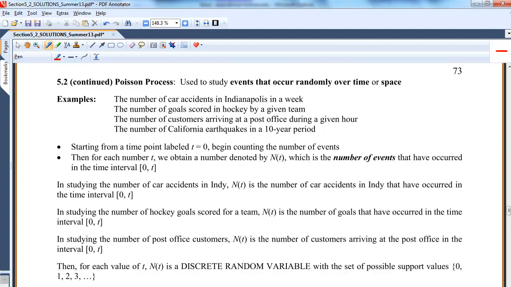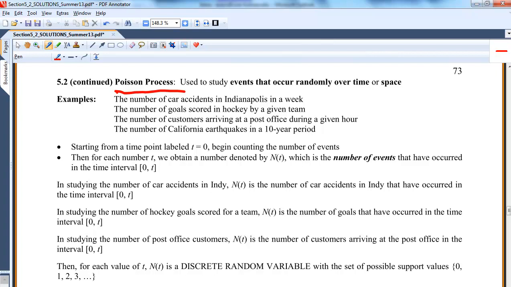Hi, we're going to follow up the rest of section 5.2. I stopped it at something called a Poisson process, and that's where I had ended the lecture on 5.2. A Poisson process is actually a process, something that happens over time, and you're counting how many events happen in a certain time period.